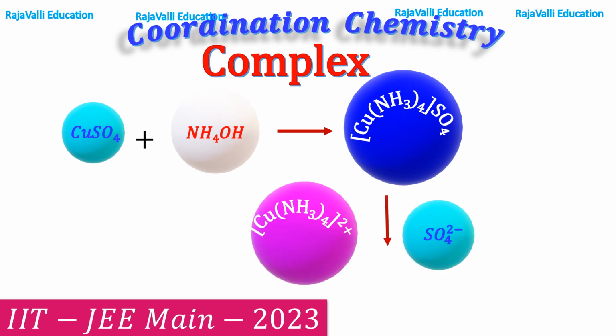It is dissociated into [Cu(NH3)4]2+ and SO4 2- ions. This compound is not dissociated into Cu2+, NH3 and SO4 2- ions. It is dissociated into a complex ion and SO4 2- ion. So it is a complex.